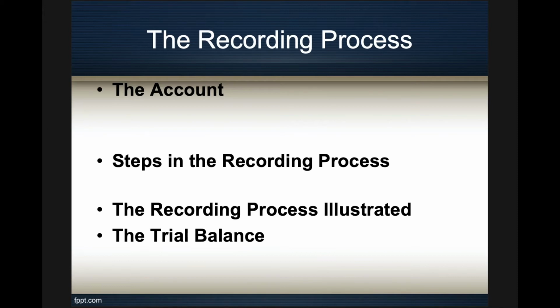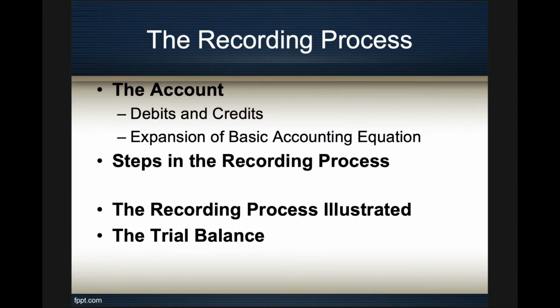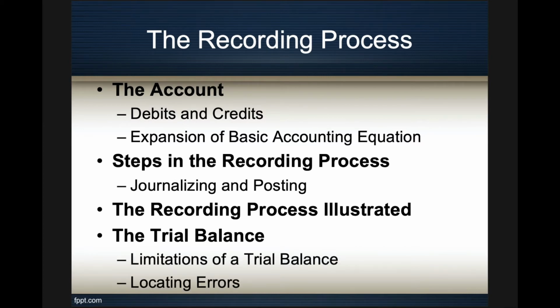More specifically on the account, this is what we call the T account. It is called T account because it has two sides, the debits and the credits. From the basics that we have learned, we are going to expand the basic accounting equation. Then, in the steps of the recording process, we will be discussing journalizing and posting. What are these two? We will be dealing with that as we go along with this topic. Then, limitations of a trial balance and how we're going to locate the errors in a trial balance.